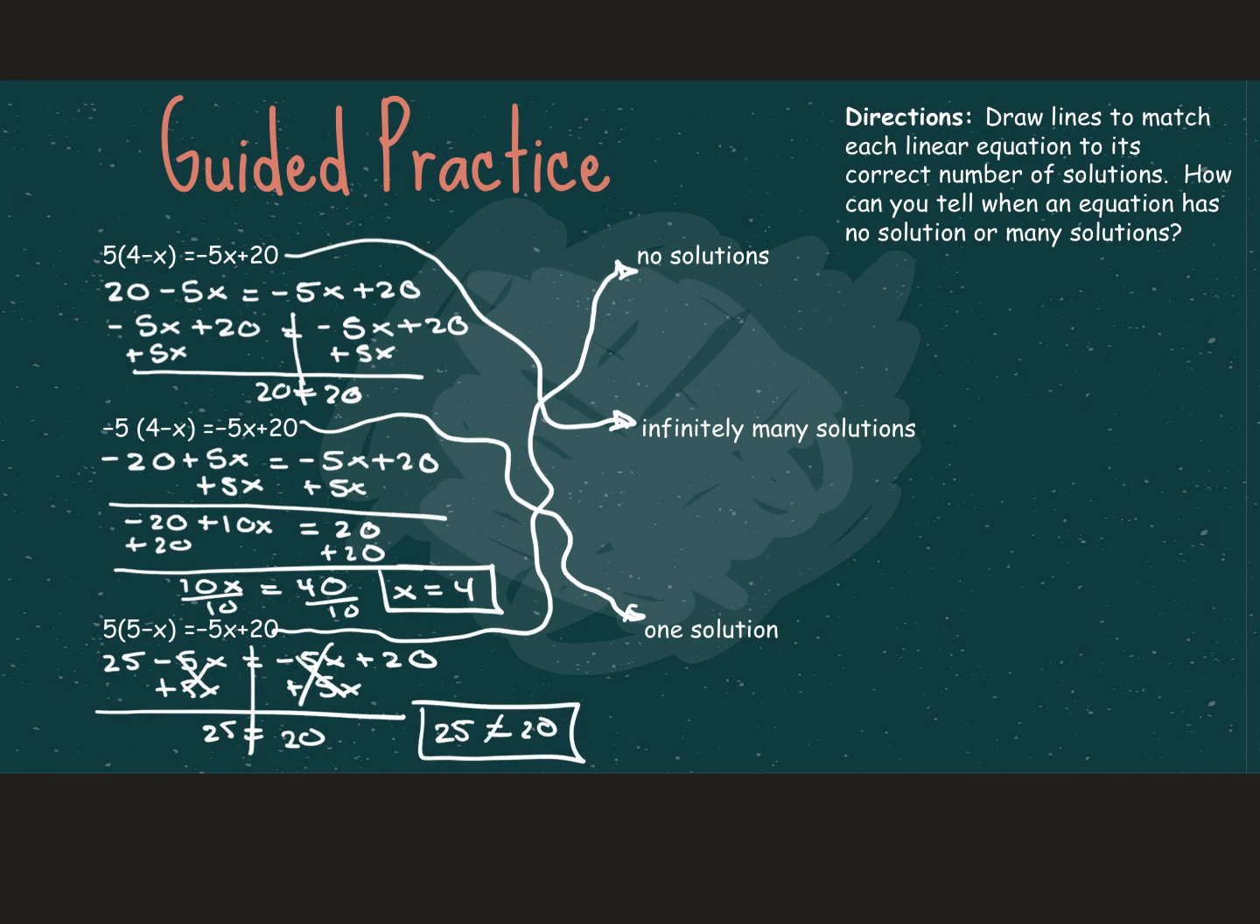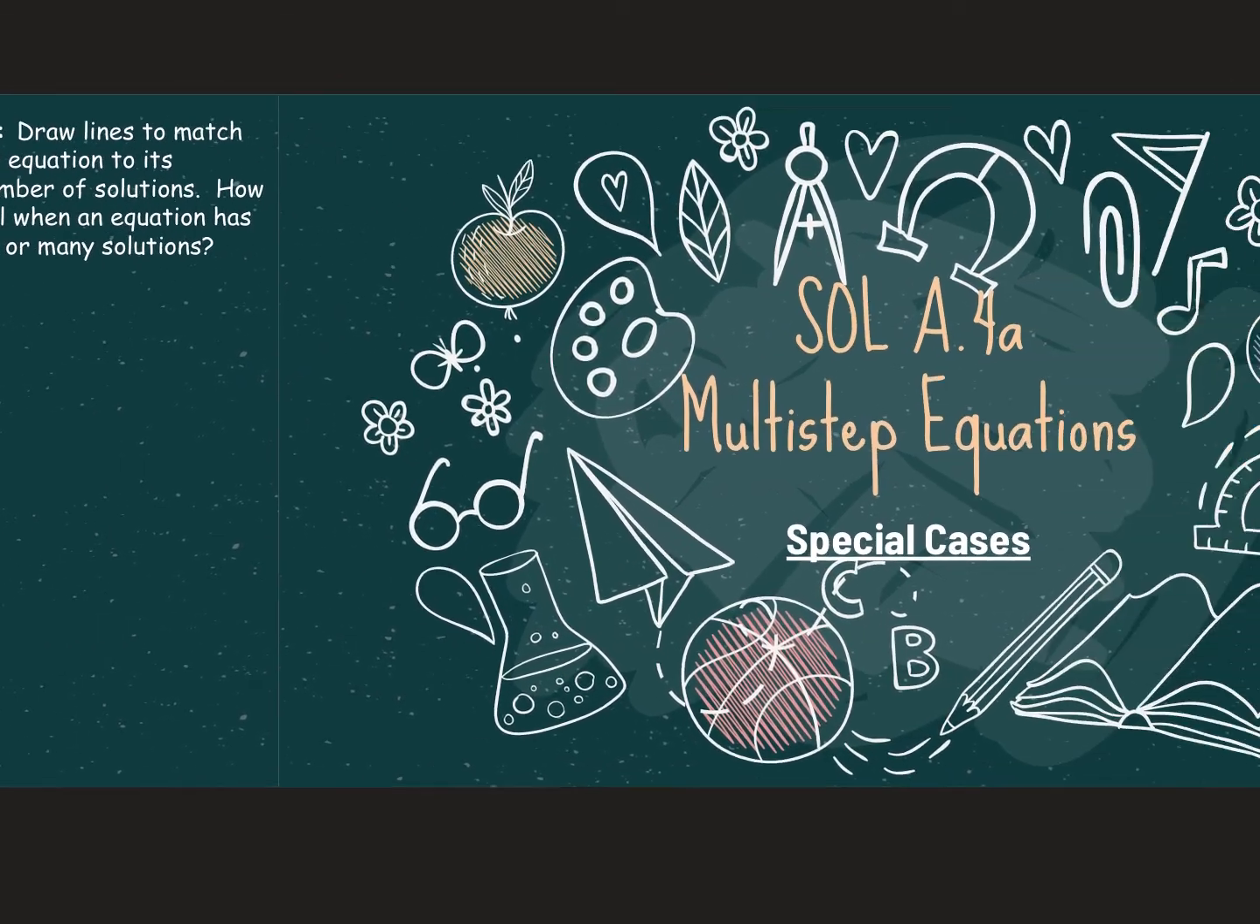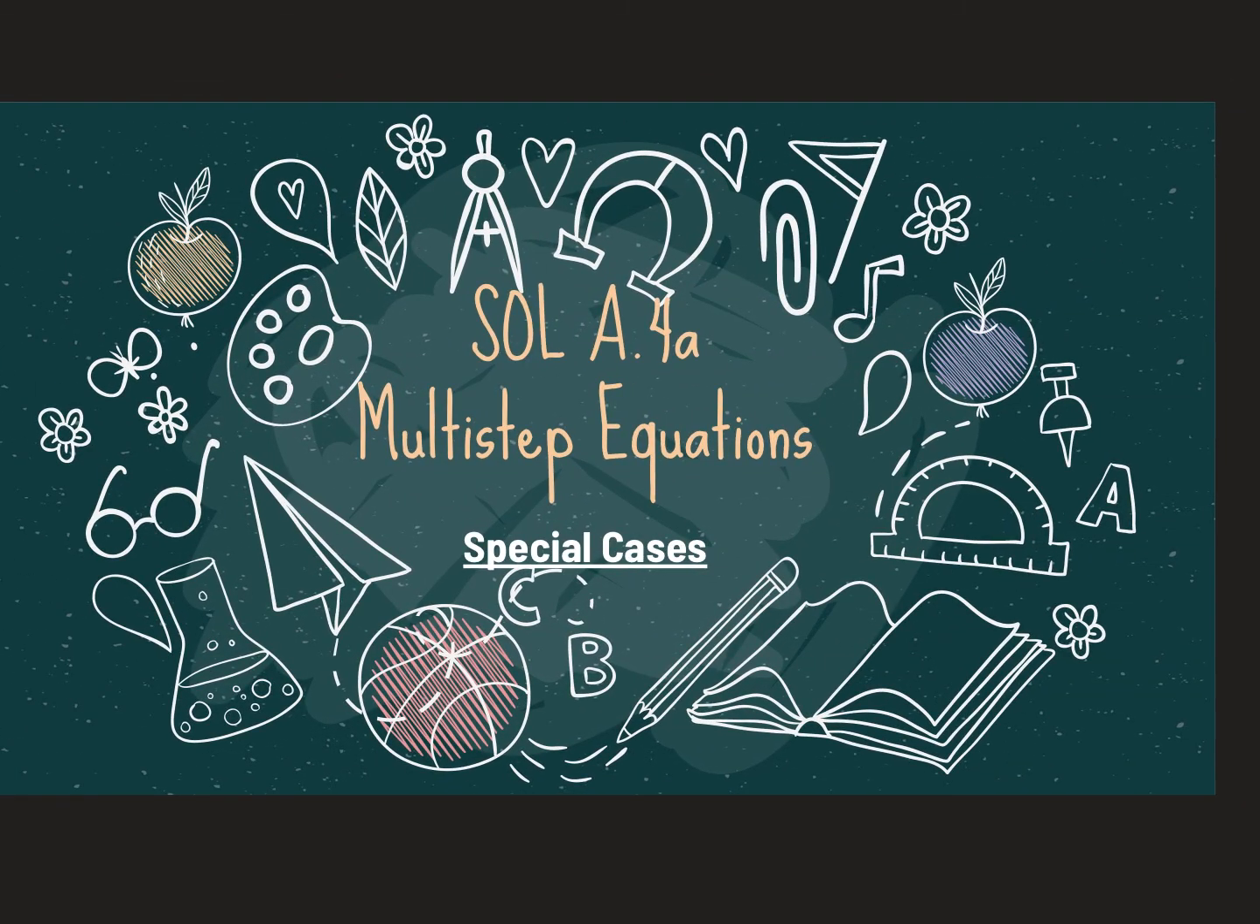All right, now I want you to tell me two things. Number one is, how can you tell when an equation has no solution or many solutions? Now that you've summarized how you know when an equation has no solution or many solutions, now I want you to summarize what you've learned from the lesson. Remember, we learned about multi-step equations. We've been leading up to this point and focusing on solutions. So now I want you to summarize what you've learned from the lesson.